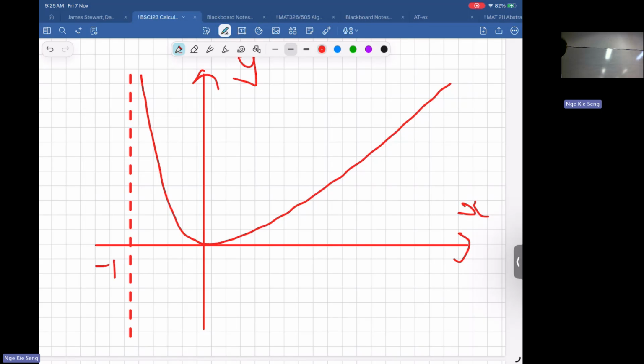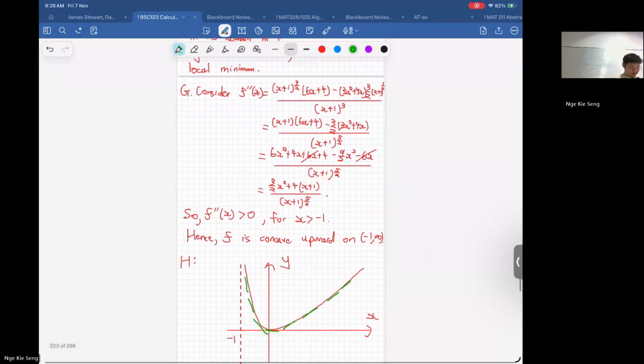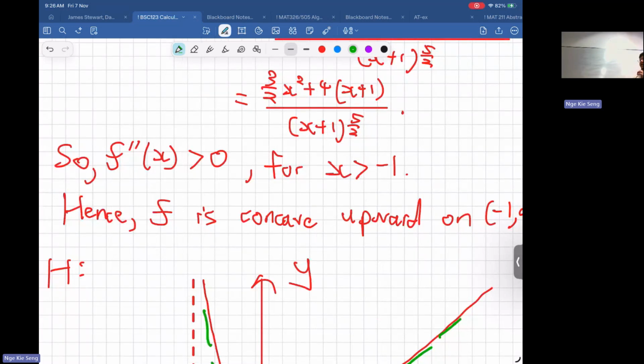When x is positive, it is up. Okay. And when x is negative, upward or downward? Also upward, right? Yeah. So this is your tangent line. Okay. So this is the calculation. You see, x greater than -1 is concave upward.